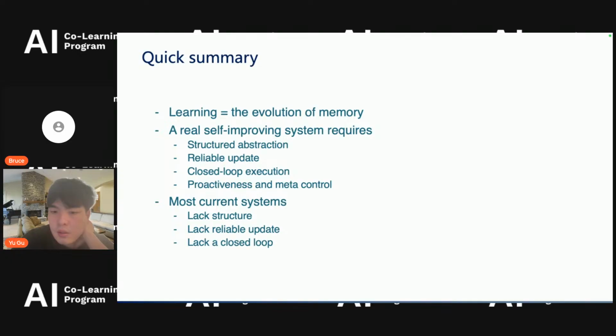And also, most of the markdown skills are just injected as part of the prompt. So there's no closed loop for execution. And as a result, AI accumulates data but may not truly learn.